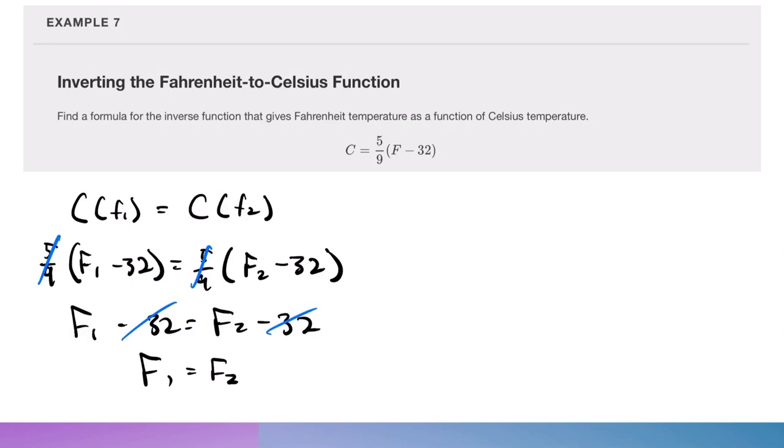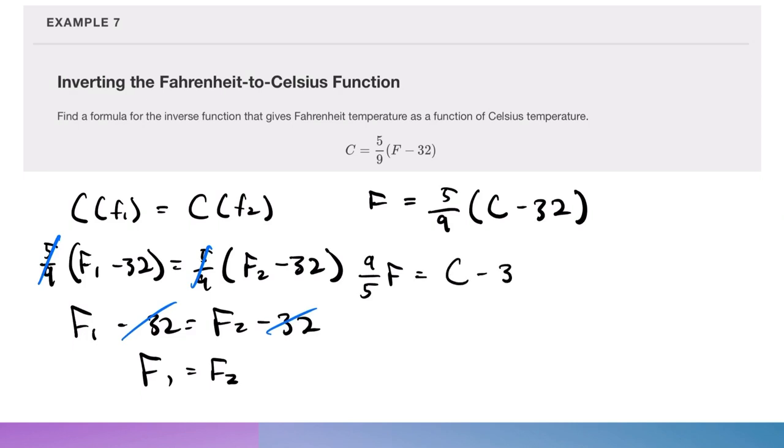So let's switch the places of F and C. So let's say like we have F equals 5/9 C minus 32. And then let's solve for C. So first we can multiply both sides by 9/5. And that's going to give us 9/5 F equals C minus 32. Add 32 to both sides.